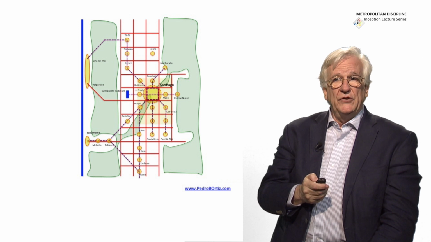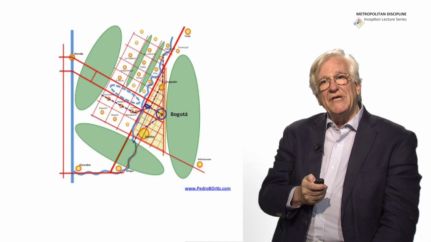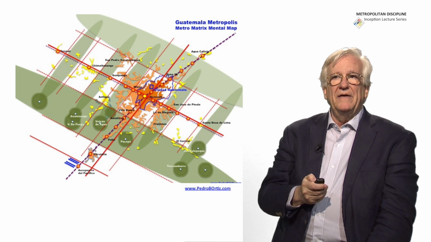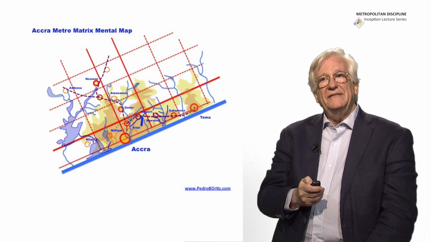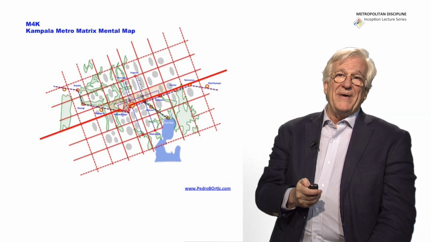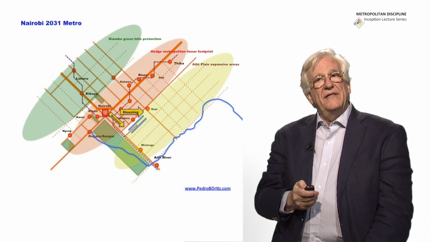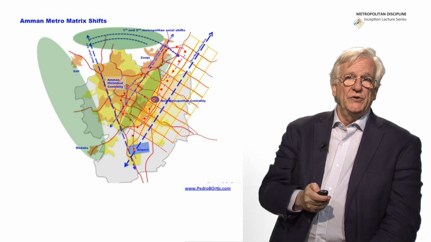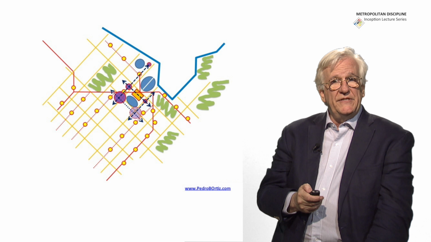This is Santiago de Chile. This is Montevideo in Uruguay. This is Bogota in Colombia. This is Guatemala City in Guatemala. This is Mexico City. This is Accra in Ghana. This is Kigali in Rwanda. This is Kampala in Uganda. This is Dar es Salaam in Tanzania. This is Nairobi in Kenya. This is Amman in Jordan. This is Cairo in Egypt. This is Tunis in Tunisia.